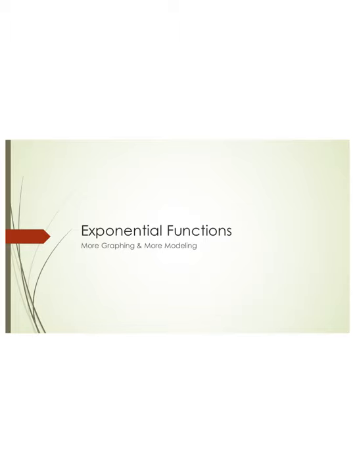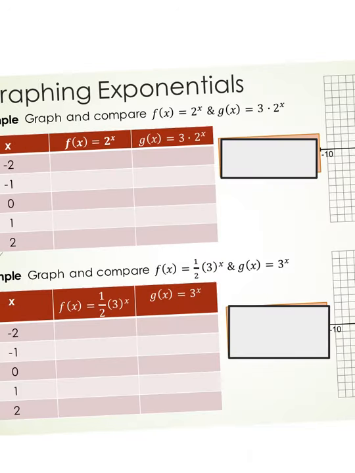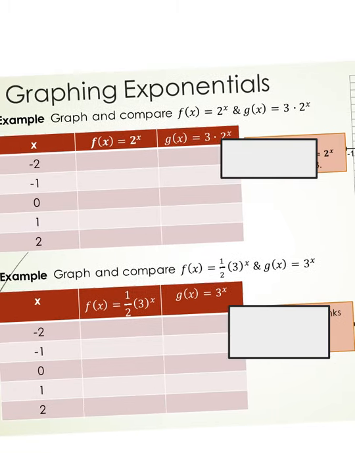Today we will be graphing exponential functions, primarily with shifting. So notice we're going to graph and compare f of x equals 2 to the x power and g of x equals 3 times 2 to the x power. The first thing we're going to do is create an xy table. We'll do the first one for f of x. Note that we have our xy table already pre-filled out, which is really nice.